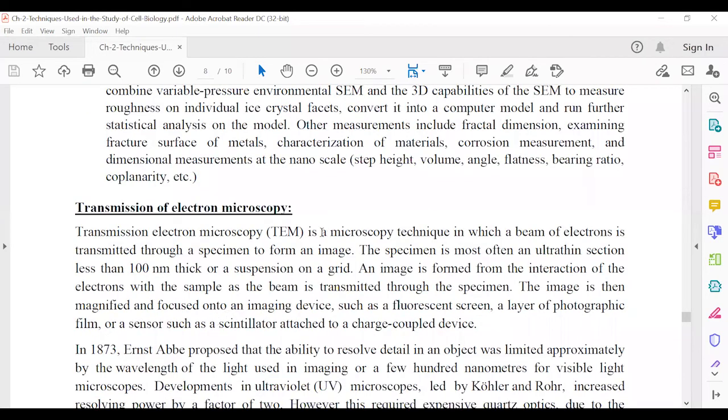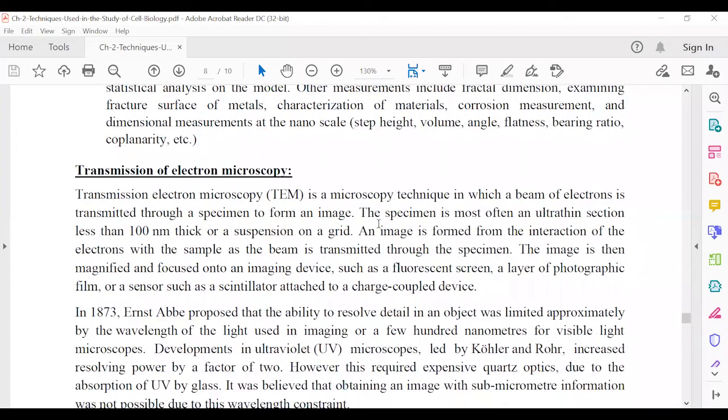Transmission electron microscopy. Transmission electron microscopy is a microscopy technique in which a beam of electrons is transmitted through a specimen to form an image.